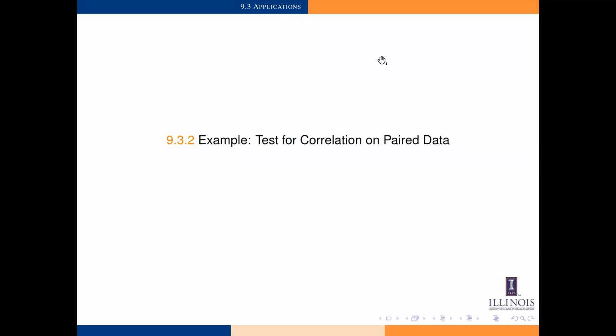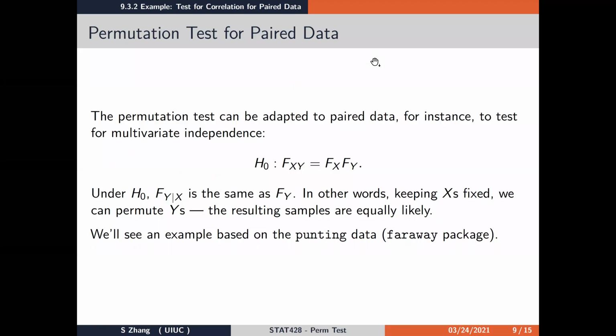Our second example is an extension of the permutation test for two samples. This example is a test for the correlation on paired data. The permutation test can be adapted to paired data, for instance, to test for the multivariate independence.